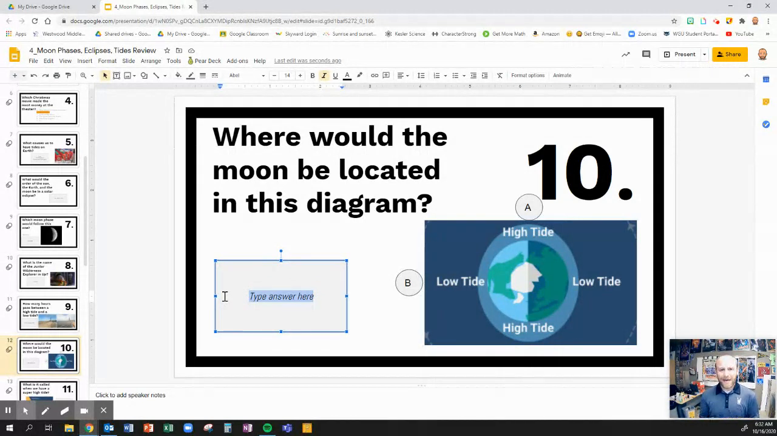Remember, high tides occur on the sides of Earth that are next to the moon and opposite the moon. So if we're finding where the moon would be located, it has to be next to a high tide. Obviously there's nothing down here, but there's an A right here. So the moon would be located at position A, if I spell position right.